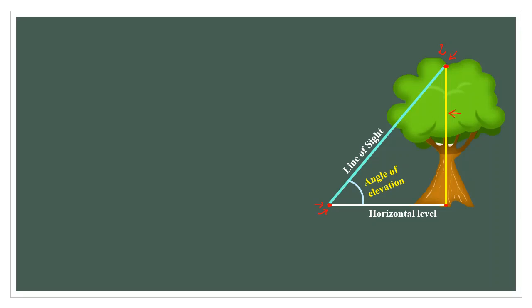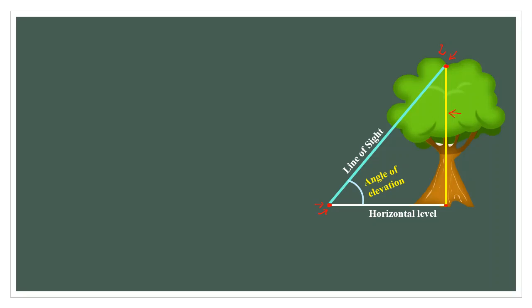Elevation is something which always takes you up. Elevated means something is going up. So from the bottom, if you are seeing something which is above your height, that is something which is elevated, then the angle formed between line of sight and the horizontal level is known as angle of elevation. I hope this is clear.